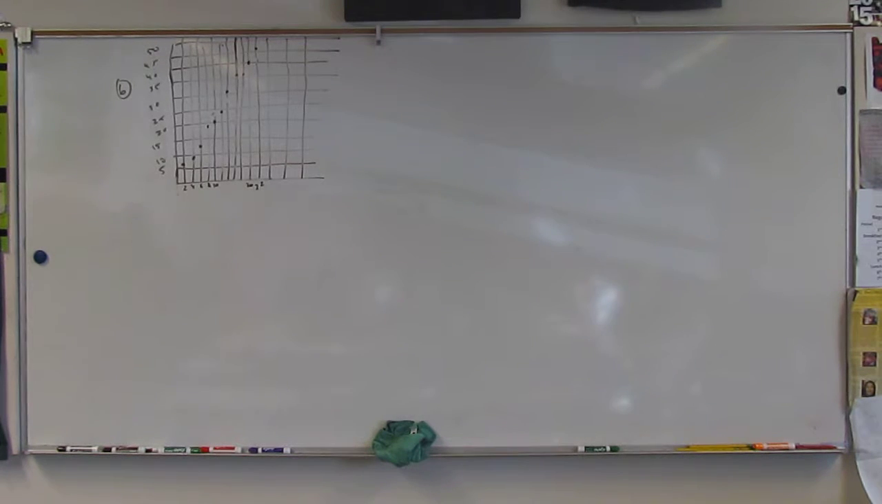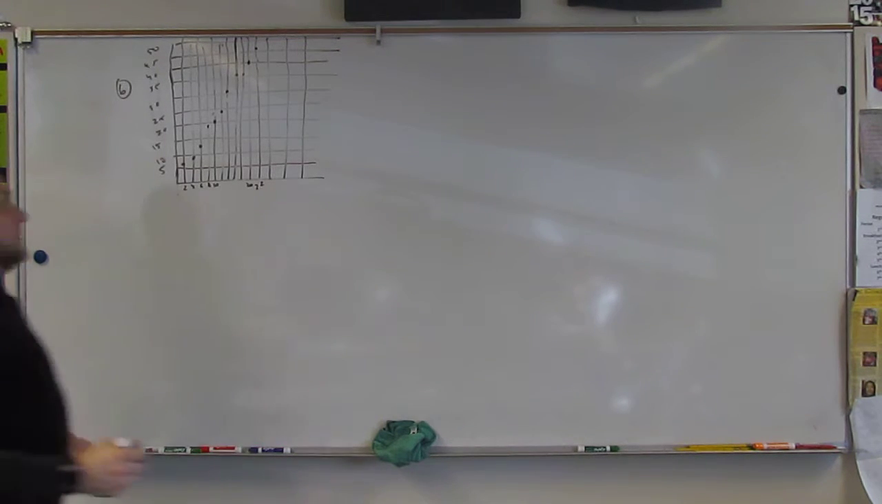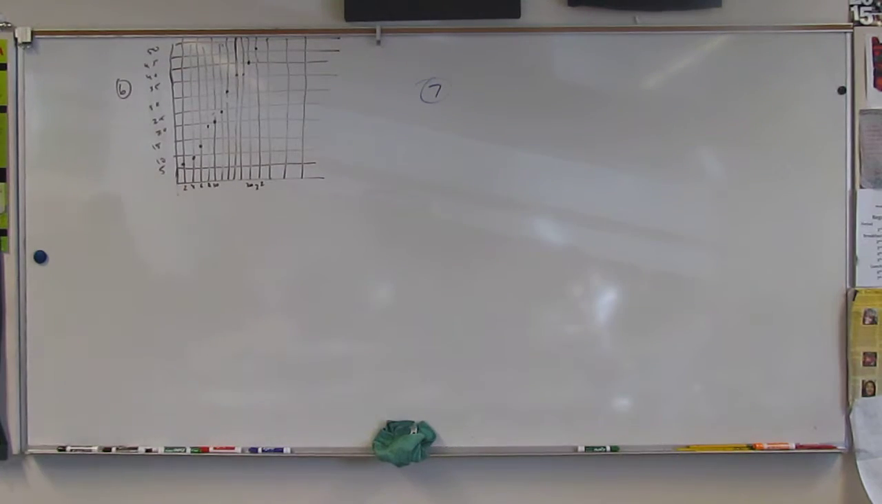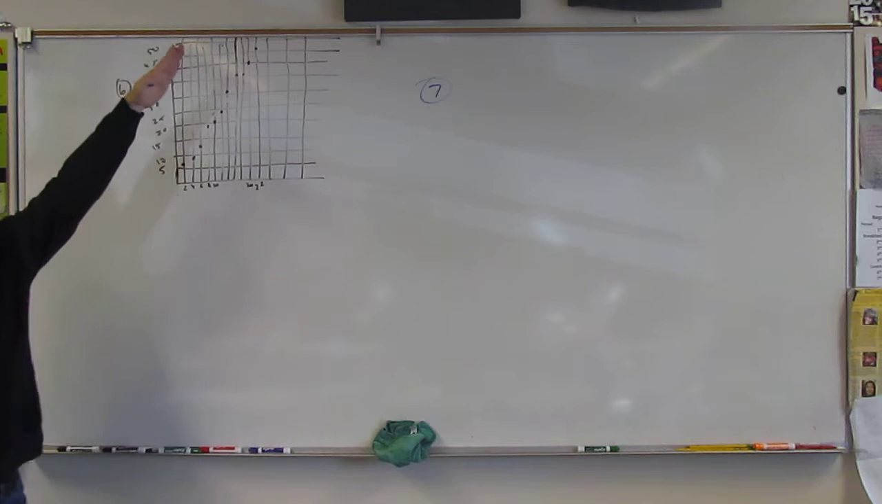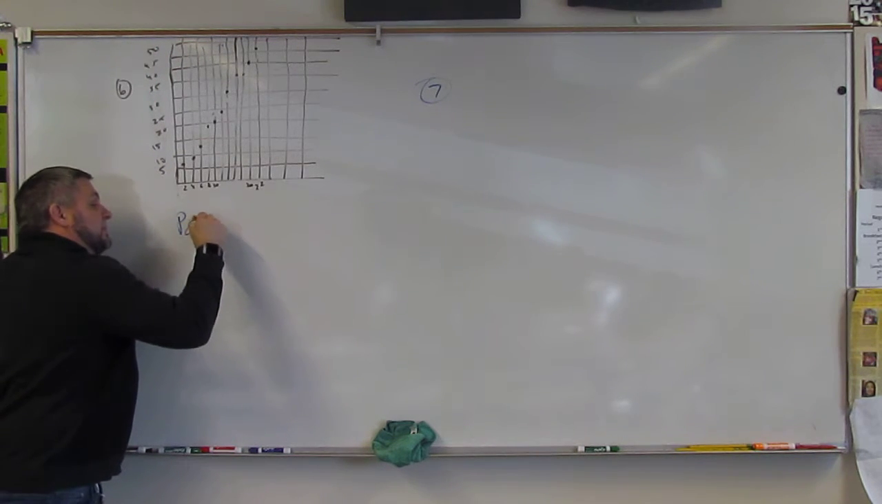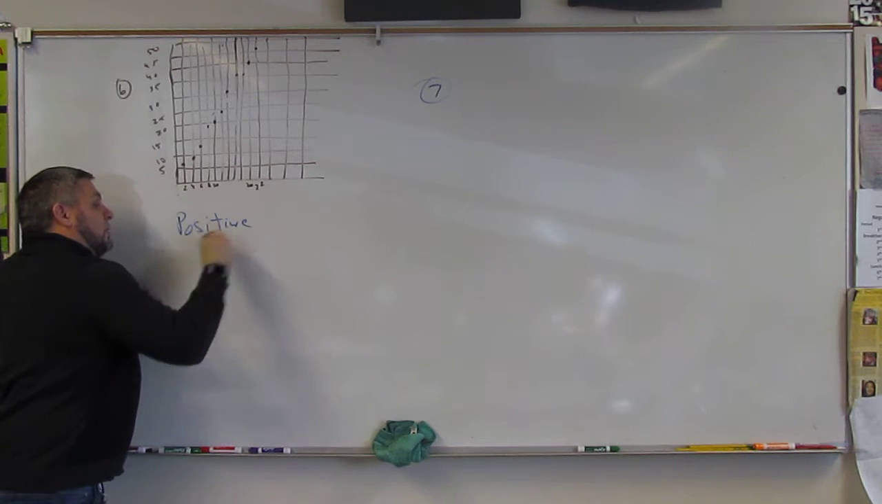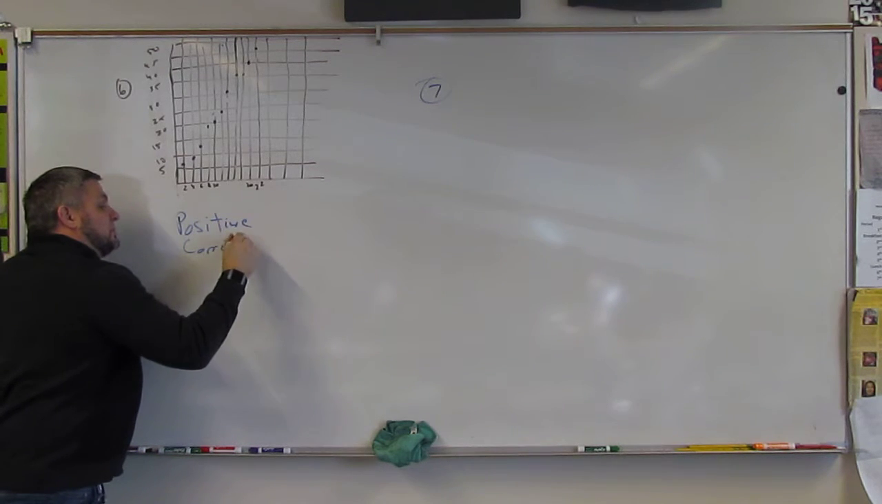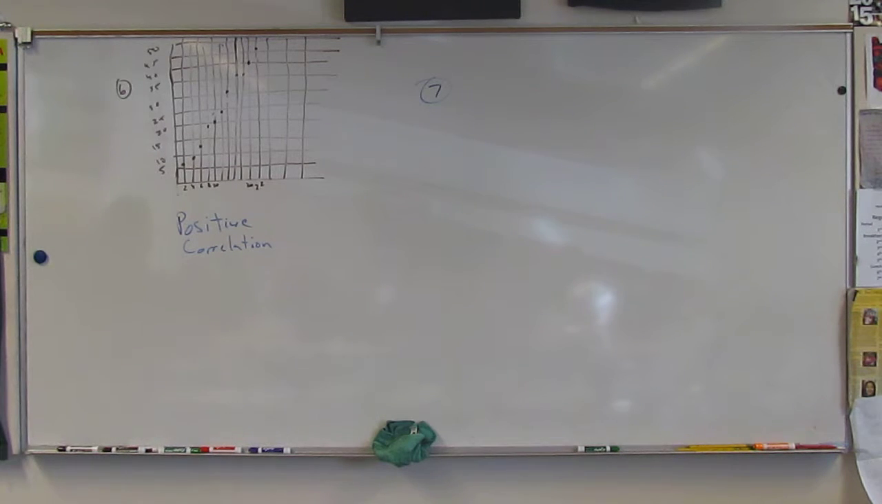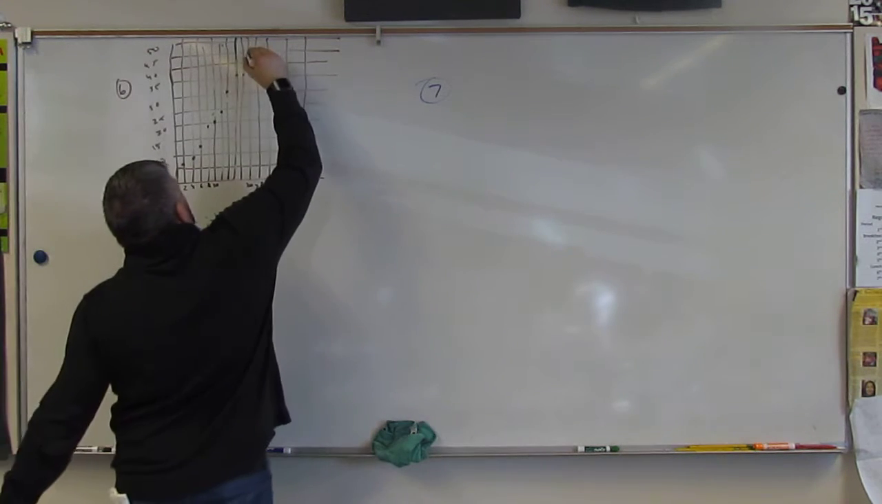Okay, number 6 and 7. 7 is the main portion of this problem, but 6 is the easy part. 6 is what's the correlation. So, does this have a positive slope or a negative slope? Is it going up or is it going down? It's positive. Up, it's positive. So it has a positive correlation. Okay? With that positive correlation, how tight is it?